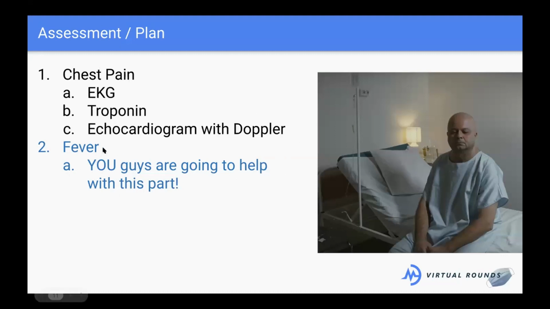Now fever, I want you guys to help me build this assessment and plan for how we're going to work up this fever. We talked about a million different things that could be causing this fever, but we don't have unlimited resources as doctors. We can't order every test in the book, or we will get fired, or we'll get yelled at by patients for exorbitant hospital bills. So we need to make a pretty focused fever workup here. So I figured we're going to put a pin in this, and after we talk through the teaching point for this session, we'll come back and build that together.